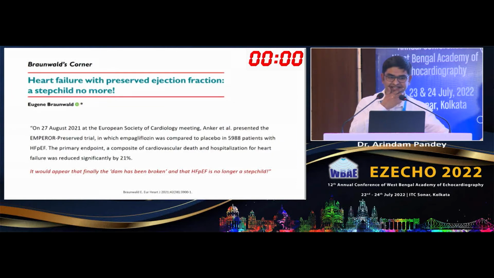So I'll finish with this last slide. Heart failure with preserved ejection fraction, stepchild no more.